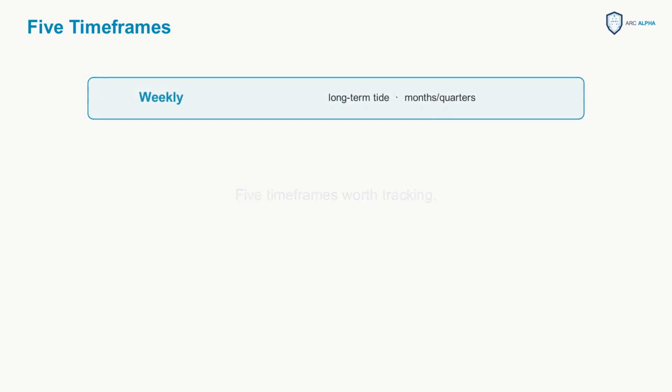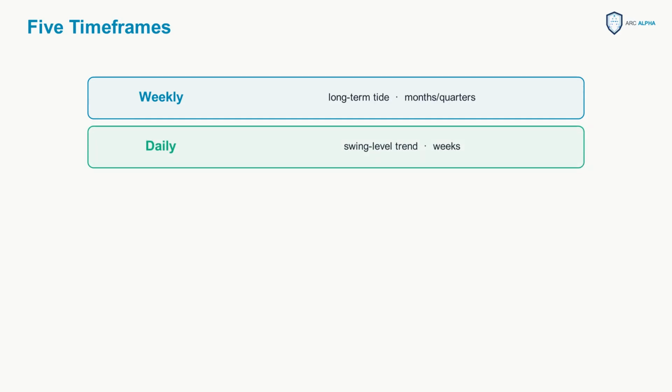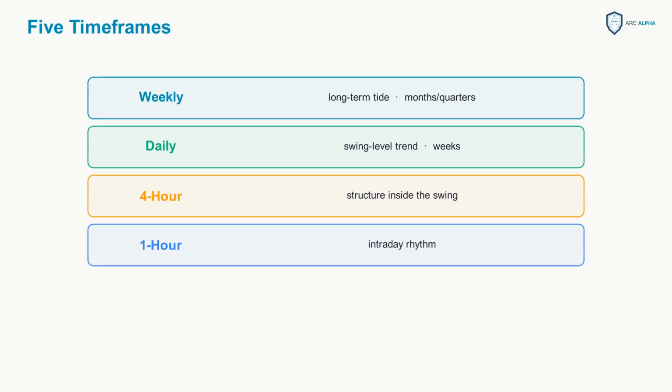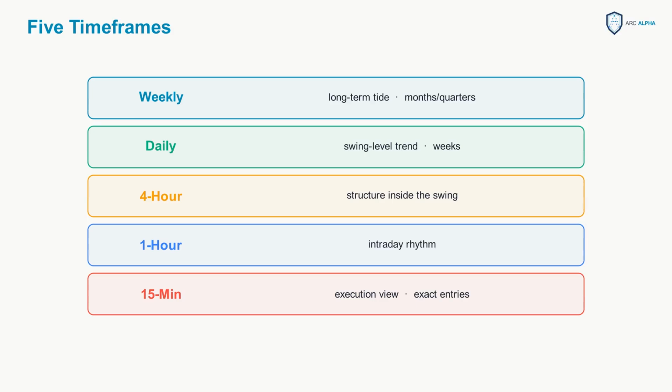There are 5 time frames worth tracking. The weekly, each bar is 1 week. This is the long-term tide direction over months and quarters. The daily, each bar is 1 trading session. This is the swing level trend direction over weeks. The 4-hour, 6 bars per session. This is the structure inside the swing, pullbacks, retests, and continuation. The 1 hour, the intraday rhythm where the day's range is being built. The 15-minute, the execution view where exact entries and exits live.